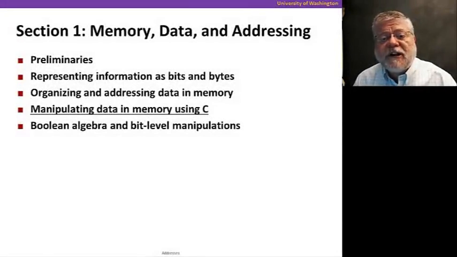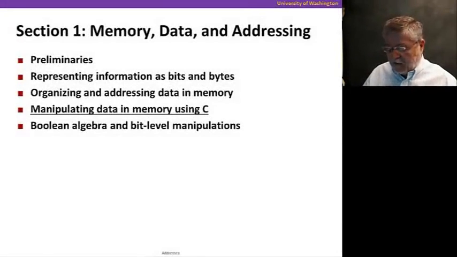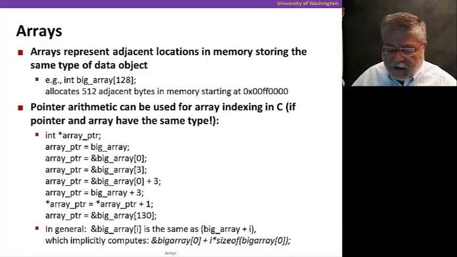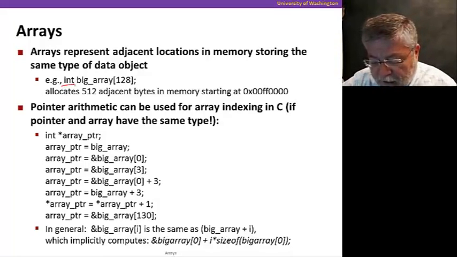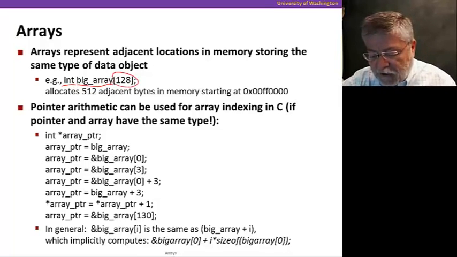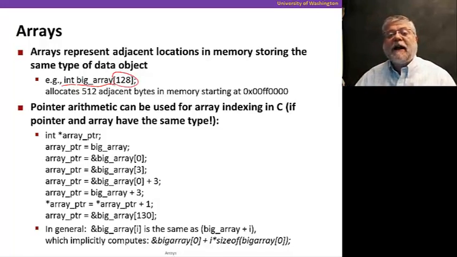Okay, let's continue our discussion of how we manipulate data in memory in the C language. Our next topic is going to be how we talk about arrays. Basically, arrays are adjacent locations in memory that store the same type of data object. So here, in this example, I am declaring an array of integers. Its name is big_array, and there are 128 integers in that array.